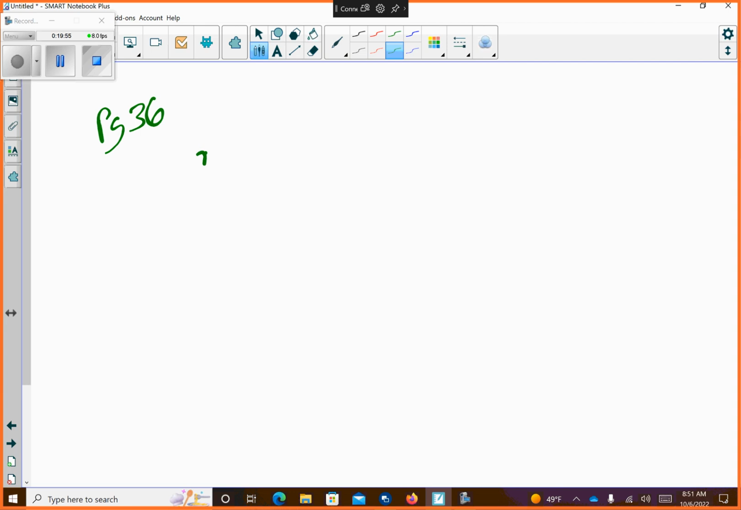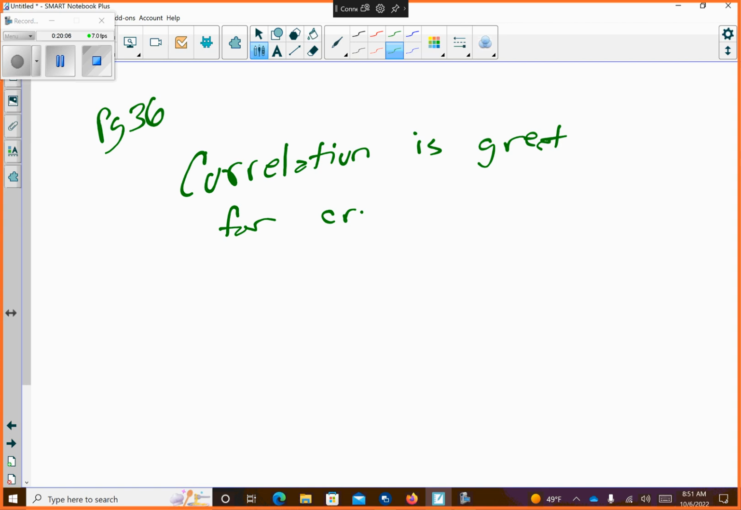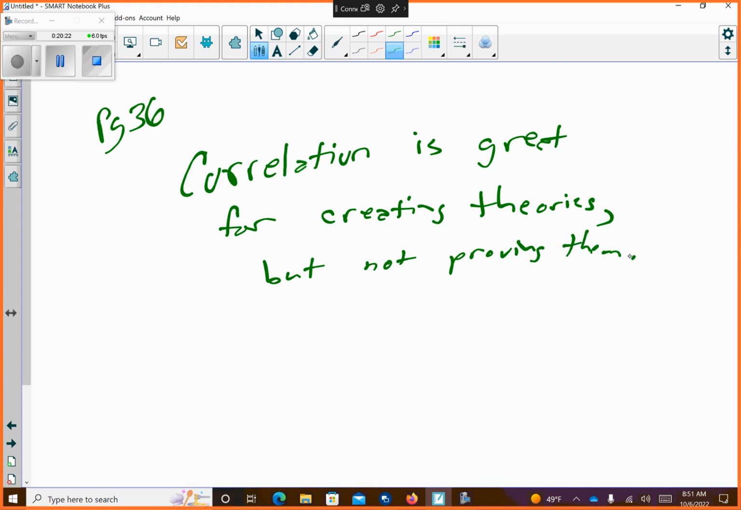And so correlation is great for creating theories, but not proving them. Okay. There's something on page 36 that I want to make sure that I go over with you. Something called the Hawthorne effect.